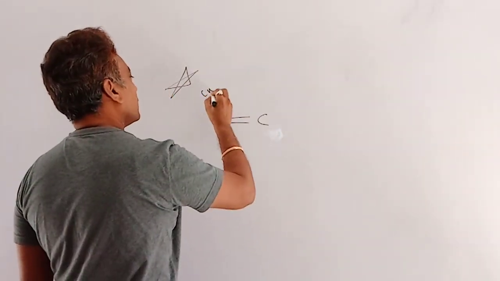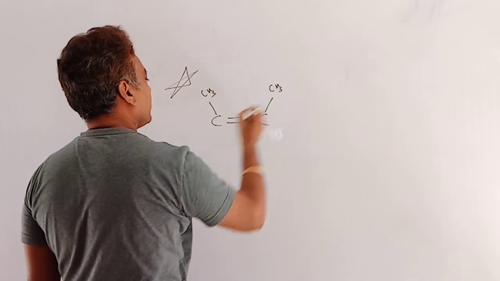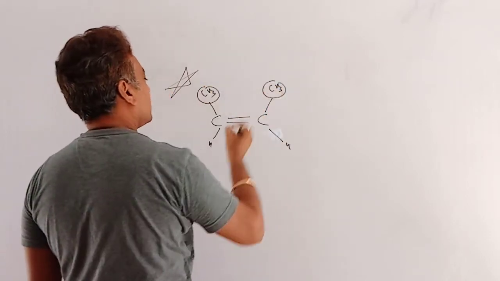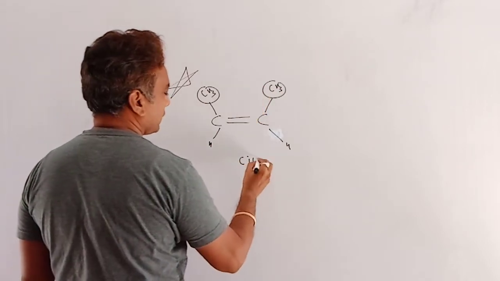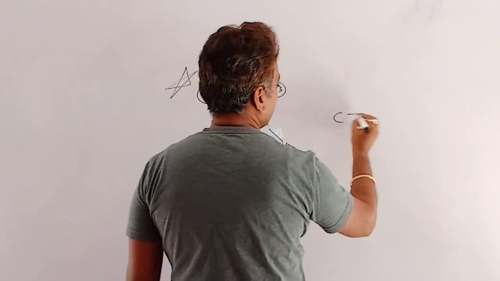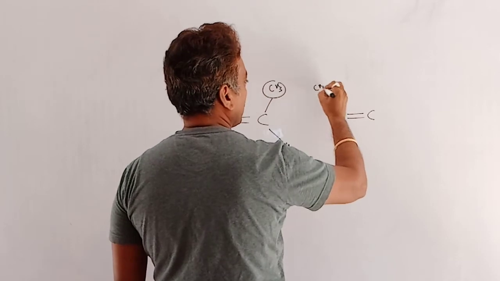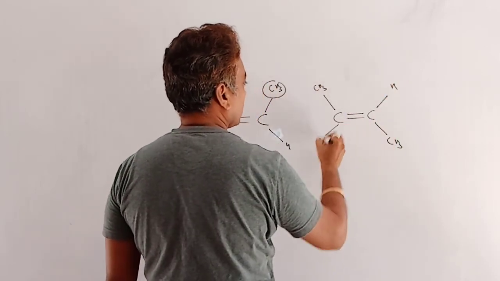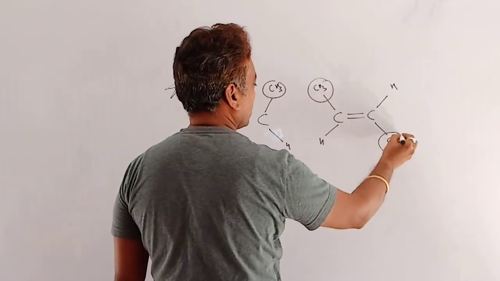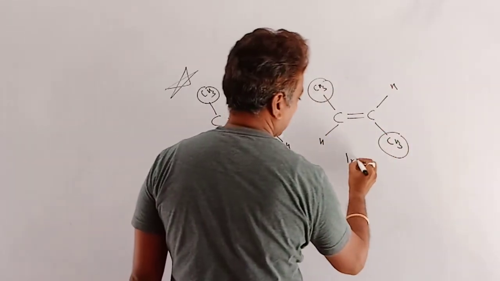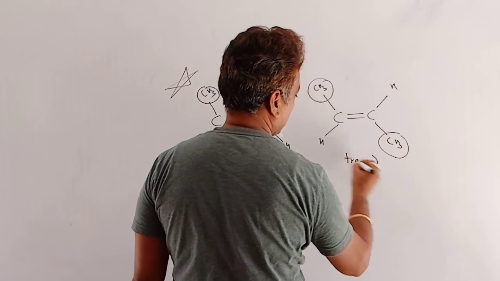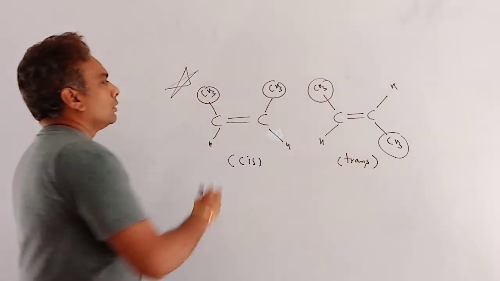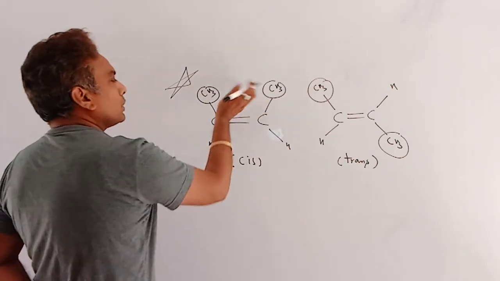Suppose here is the same group attached on the same side, cis-butene. Both methyls attach on the same side of the double bond. This is cis. And both methyls attach diagonally. It is trans. Both methyls attach on the same side.